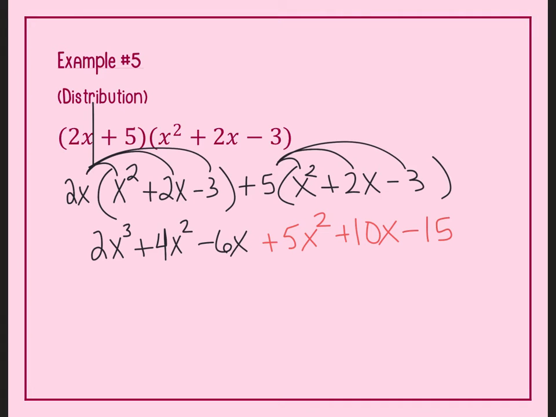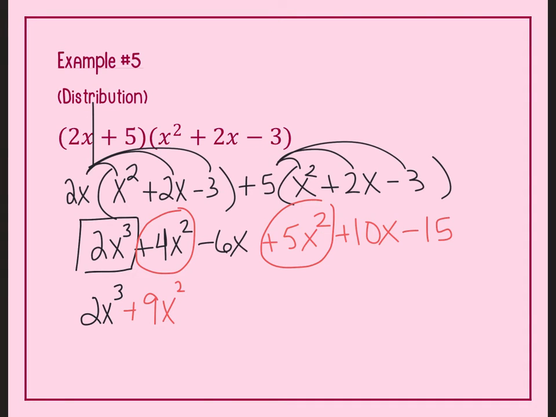So now we have to combine like terms. These are not going to necessarily be in order. So I'm going to look for my x cubes first. And my only x cubed is this first one. So I'm going to bring this down. Next, I'm going to look for x squared. I have 4x squared and I have 5x squared. That's going to give me a 9x squared.